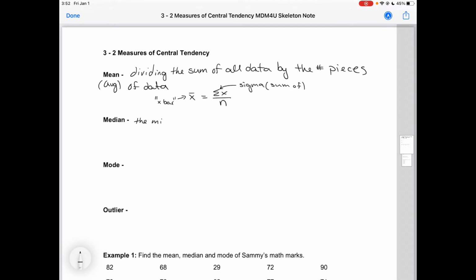This is the middle value in an ordered set of data. And then the last one is the mode, and this is the value that occurs most frequently.